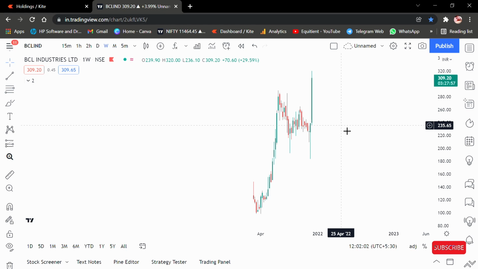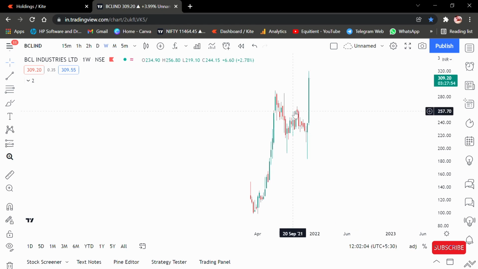So this is the chart of BCL Industries. This is the weekly chart. Look at this from year to year. It has given a good move. Again here just a little bit of downtrend and then consolidation, right? So it was just consolidating for some time.